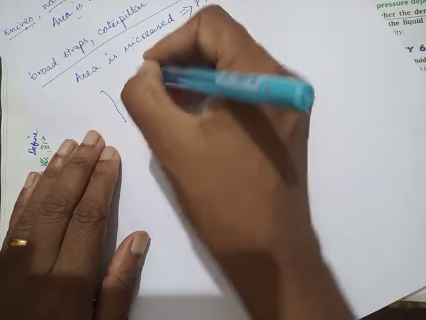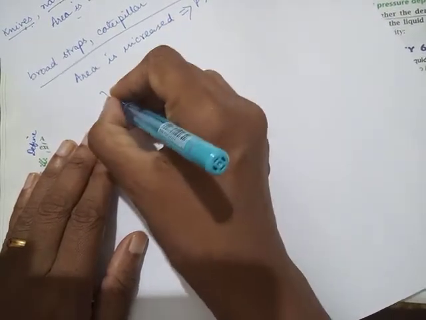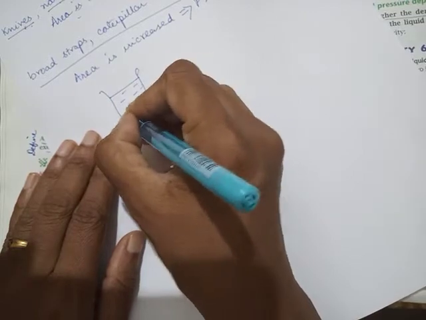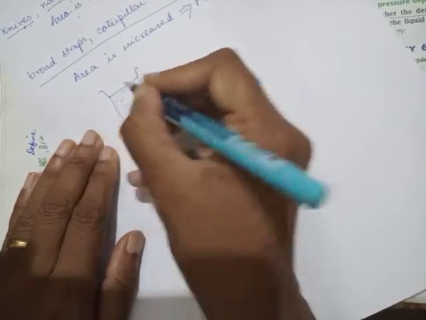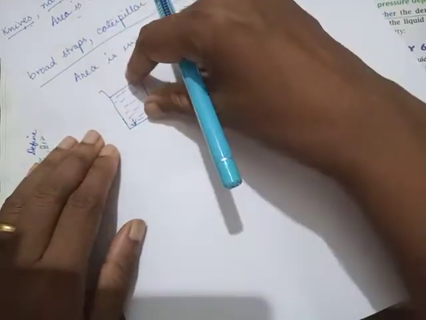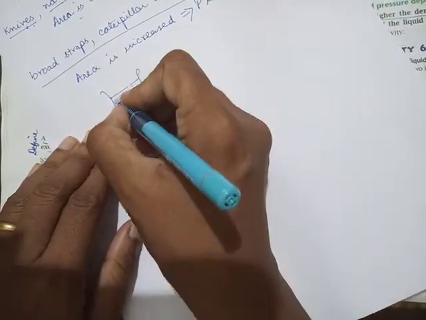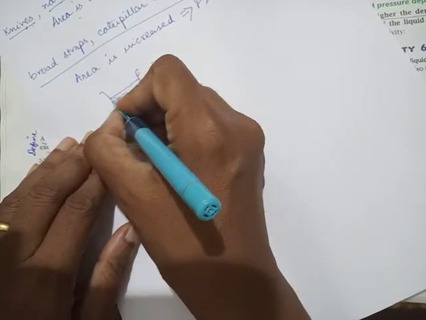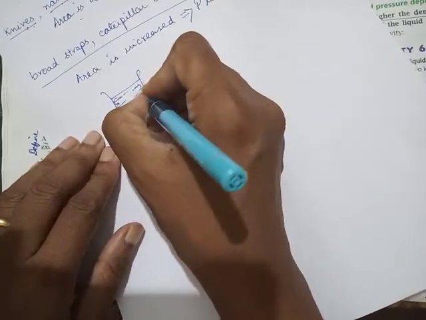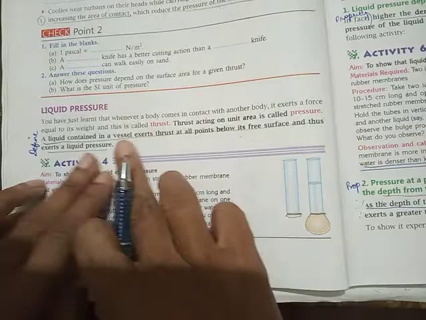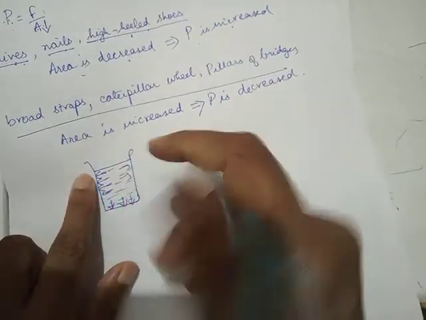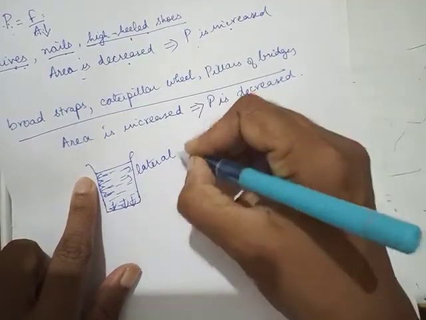Why is it so? Because liquids take the shape of the container, they don't have a shape by themselves, so you need always a container to put them in. Because of their weight, they exert a pressure on the base. Also, because they are moving constantly, they exert a pressure on the sides. So this pressure at the sides is called lateral pressure. A liquid contained in a vessel exerts thrust at all points below its free surface and thus exerts a liquid pressure. Then we have a new term called lateral pressure. This pressure exerted at the sides is given a special name, lateral pressure.